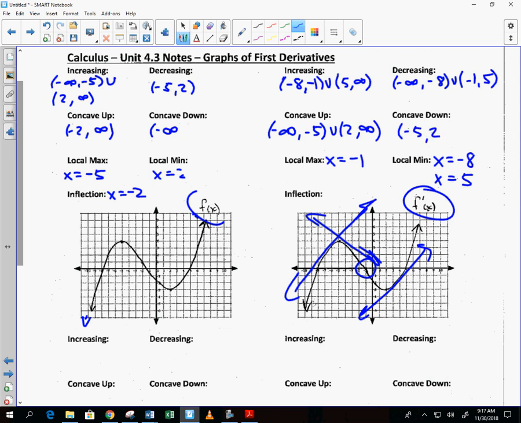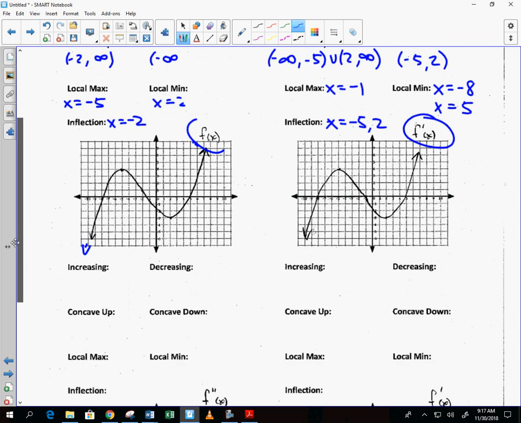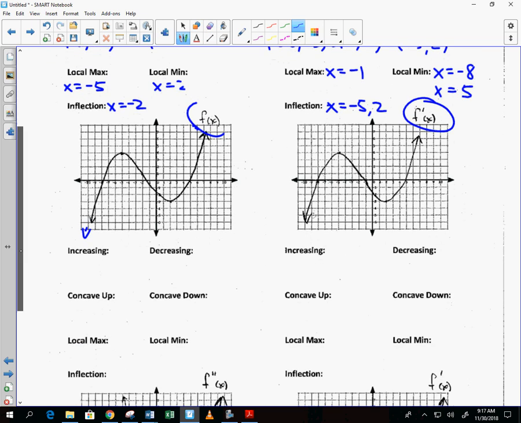Negative 5 to 2. Inflection is where concavity changes sign. Where does concavity change sign? X equals negative 5 and 2. I'm sorry, I said that incorrectly. Where concavity changes sign, where the second derivative changes sign, or it changes concavity as a whole.